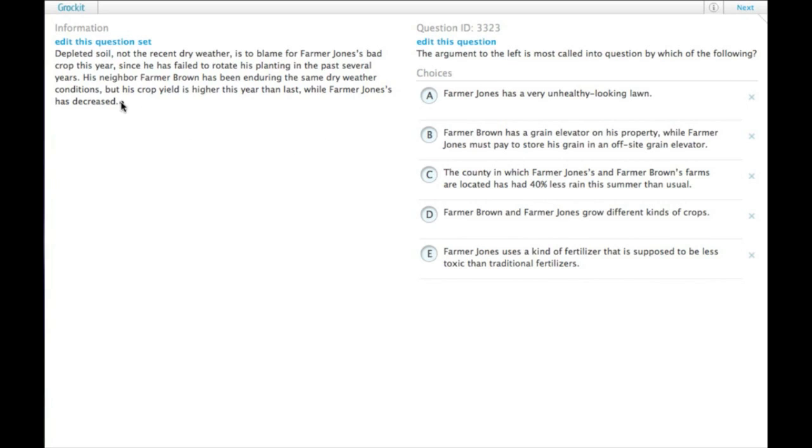So we need to weaken the argument. The argument is that Farmer Jones has a worse crop this year, and it is because he's failed to rotate his planting. The evidence for this is that his neighbor Farmer Brown is the same. So we either need to weaken the connection between failing to rotate the crops and the result, or weaken the evidence by saying that that really isn't useful for us.